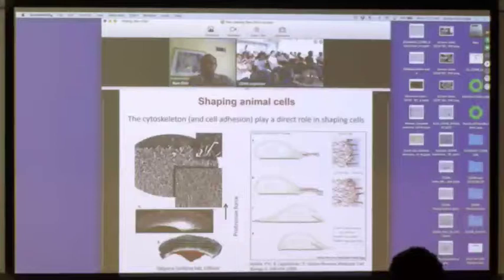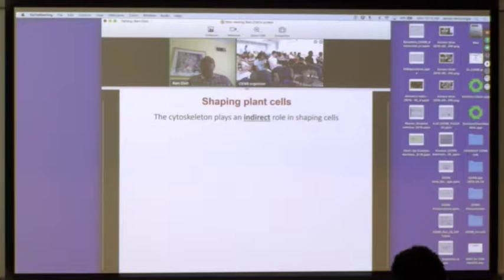We will see today what I'm going to talk about is really how this is different in plant cells. And as you will see during the course of today's lecture, the cytoskeleton in plant cells is important for shaping cells, but it plays an indirect role. So in animal cells, it is directly exerting pushing or pulling forces, thus transforming or altering cell shape. In plant cells, we will see it's the cell wall organization that's the key determinant or the key factor, and that happens through the cytoskeleton. So the cytoskeleton is very important, but it has an indirect role.